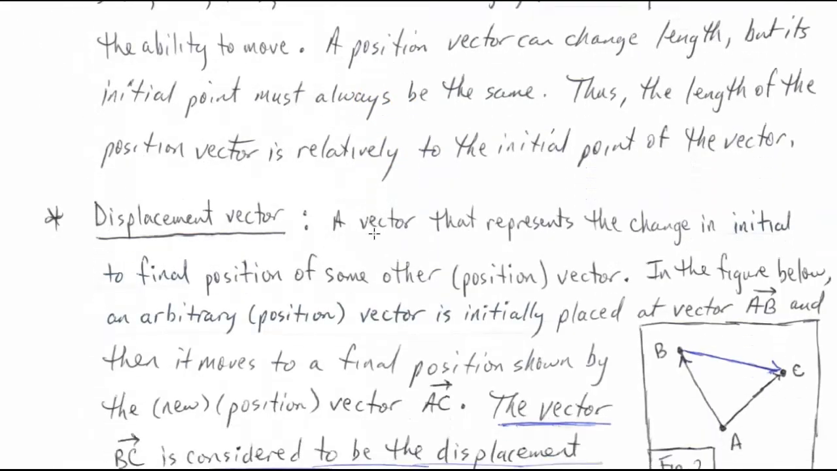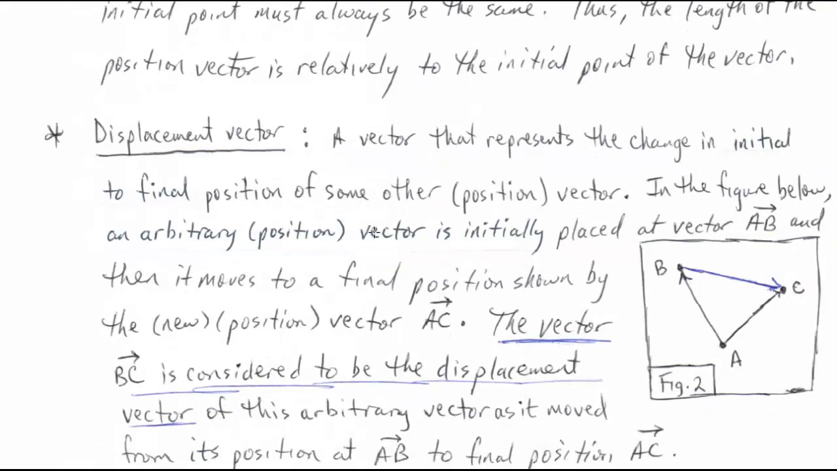Now, a displacement vector is a vector that represents the change in the initial to final position of some other position vector. So in this example here, you see that vector AB is going to be the position vector at its initial position, and vector AC is going to be that same vector, but now at a different position. And of course, vector BC that is here is what we call the displacement vector. So the vector that goes from where our position vector first started to where it ends. And so I think the easiest way to see that is just the picture here.